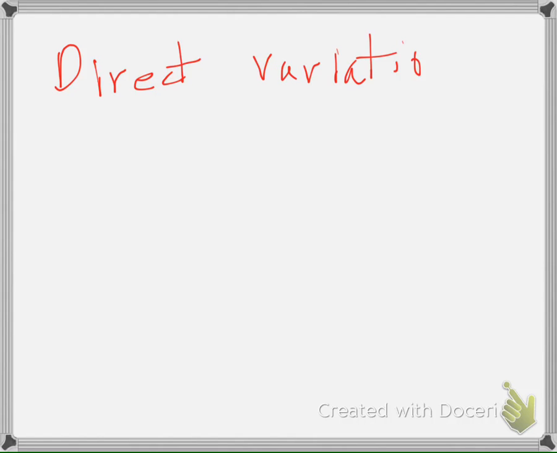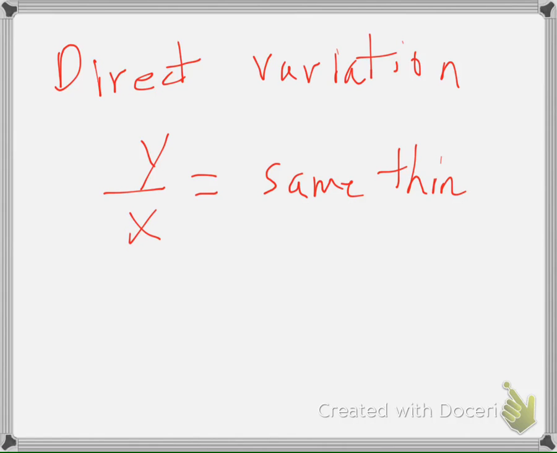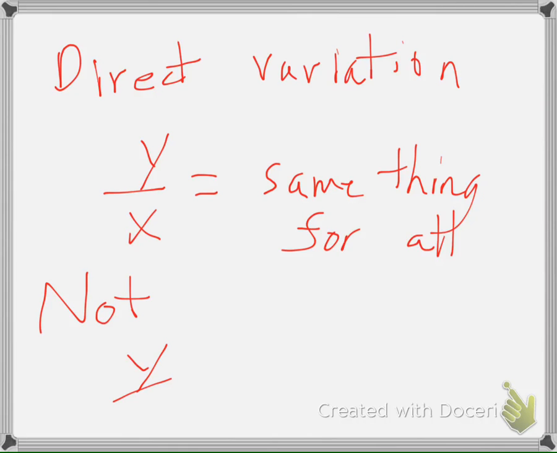Now here's the thing. In order for it to be direct variation, that means that y divided by x has to equal the same thing for all of them. If it's not direct variation, it could be that 3 of them are the same, but if any of them are different, then that means that that is not a direct variation equation. Okay?